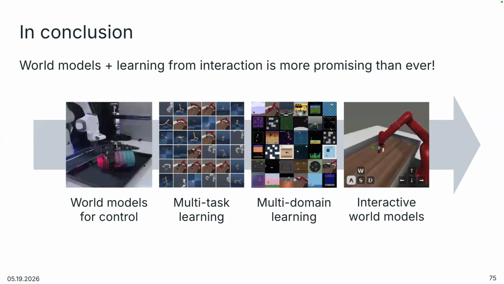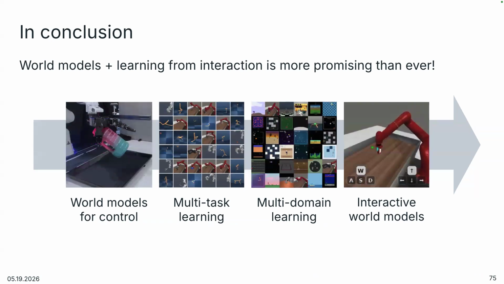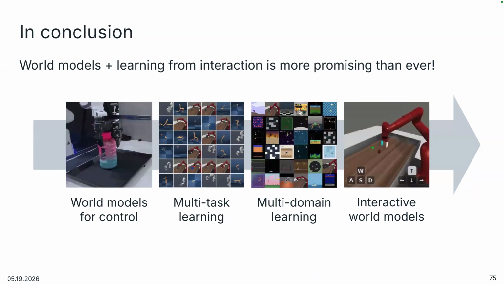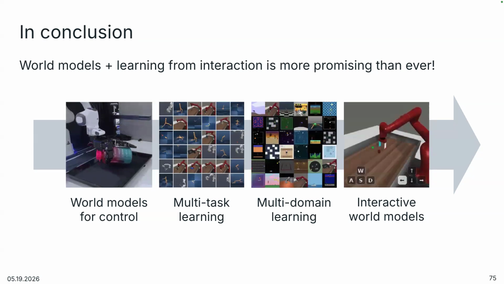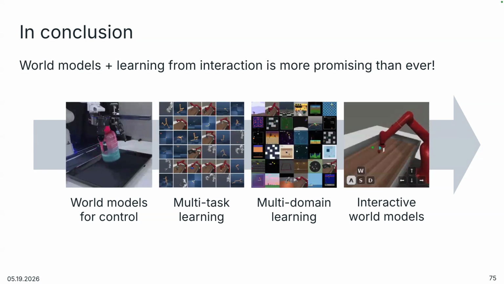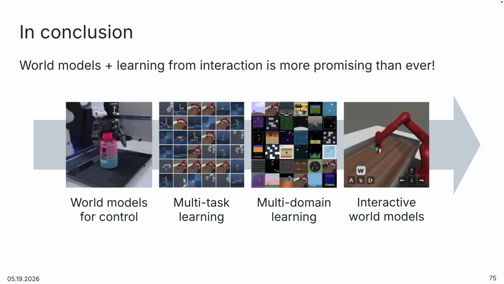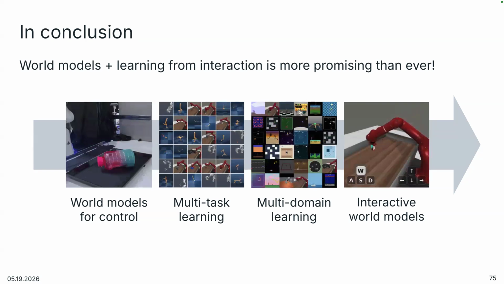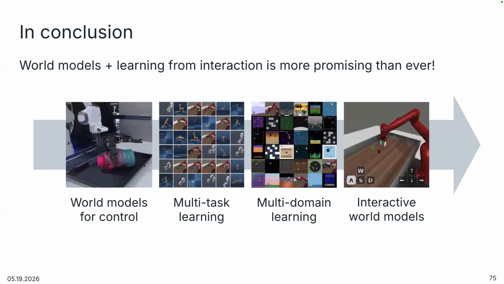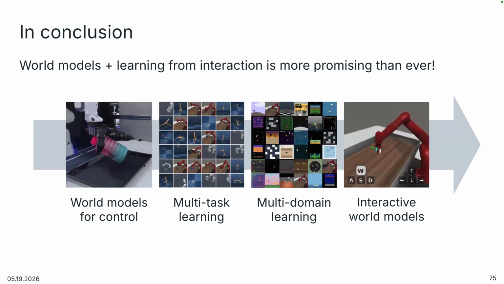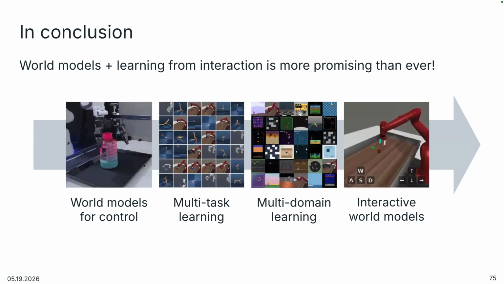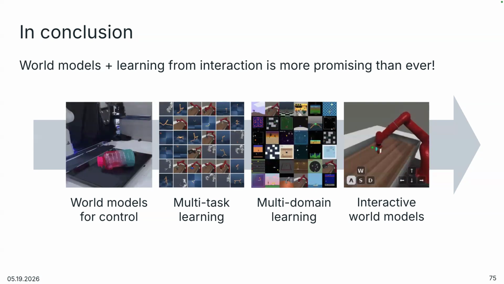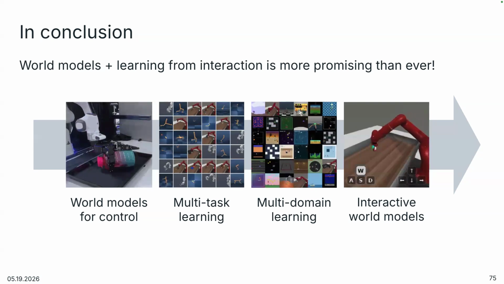To conclude, we've talked about how to build world models specifically for control, the TD-MPC-like world models, and how to use them for control using planning. We have seen how we can scale those up to multiple different tasks in a single environment. We've also looked at these multi-domain learning problems. And then finally, we talked a little bit about the interactive world models where we're explicitly generating images and the human is interacting using the keyboard.